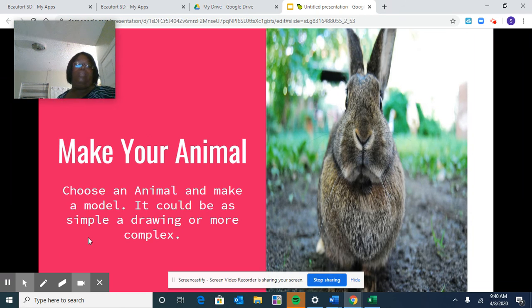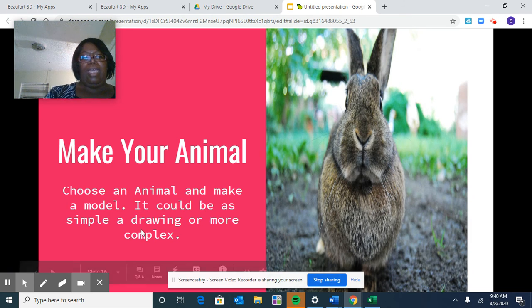In our last slide, we're going to talk about making your own animal. You can choose an animal and make a model. It can be a very simple model as a drawing, or more complex, as you take some yarn, for my people who like art, and create a really elaborate animal. And then I may provide some links for you to view on your own for how to make your own animal.